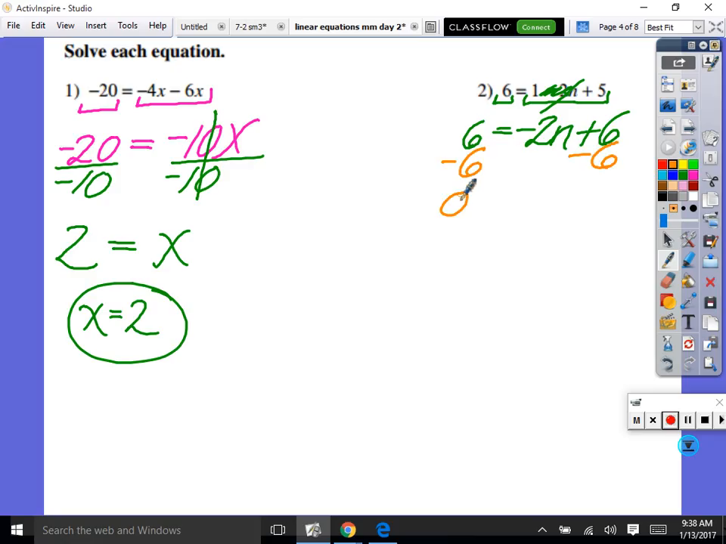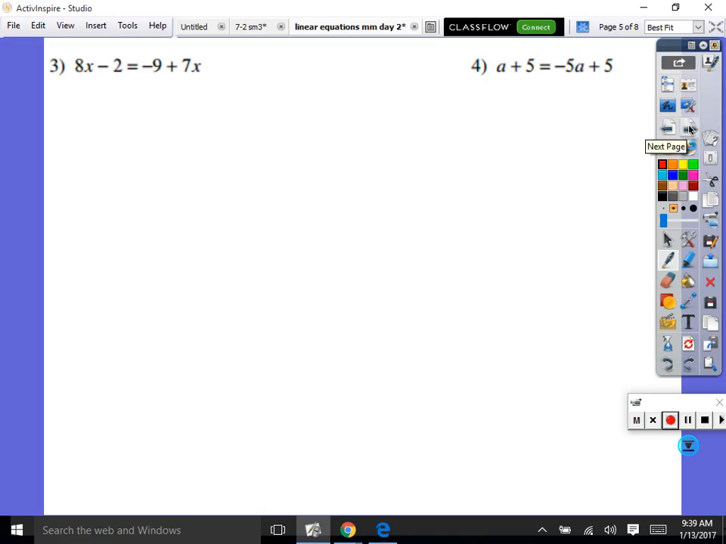So we get 0 is equal to, look, over here we have -2n, correct? Plus 0. So I'm not going to write that. And now we're going to solve for n. So we're going to divide both sides by -2. And n is equal to? 0. Okay, we good? Okay, cool. Let's go a little bit faster here.